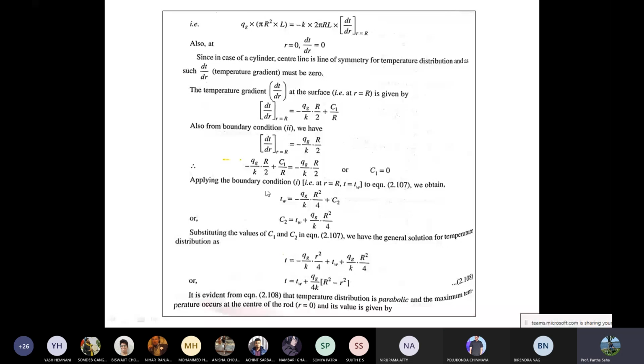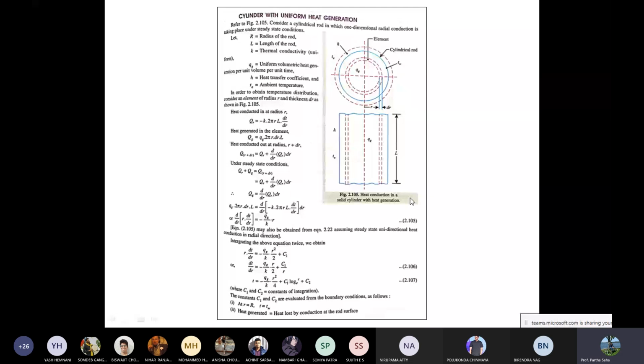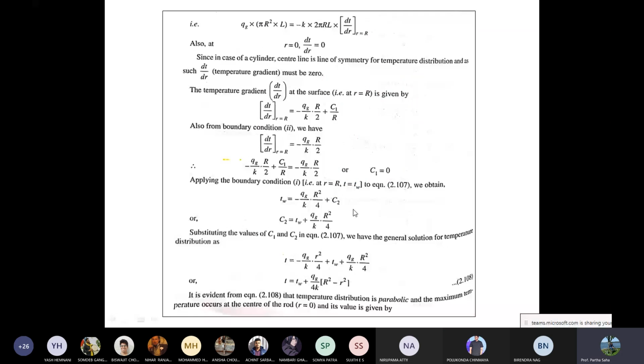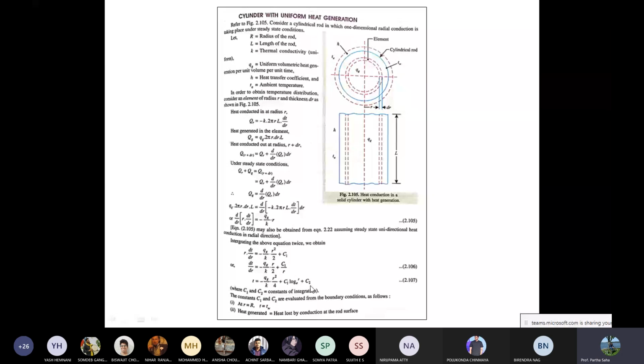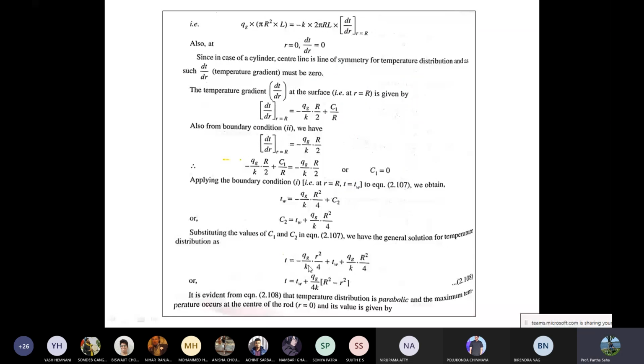Now again, applying the boundary condition at r equal to R, T equal to Tw in equation 2.107, if you put this value, then you get this expression, and then C2 will be this term. So you already get C1 and C2, and if you put these values into equation 2.107, we finally get T equal to minus Qg by K into r square by 4 plus Tw plus Qg by K into R square by 4. Then you rearrange this and you get T equal to Tw plus Qg by 4K into (R square minus r square). So this is the expression, and this is a parabolic expression.